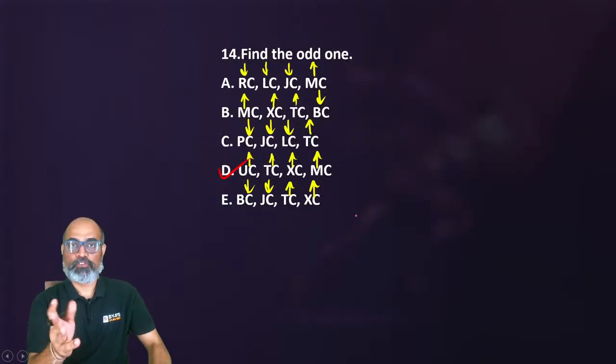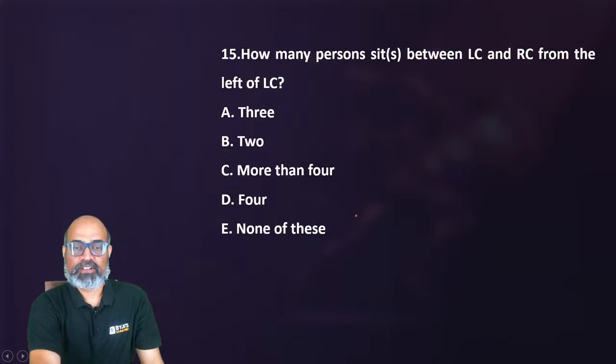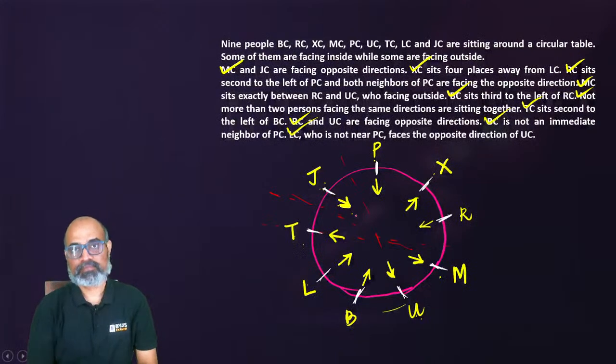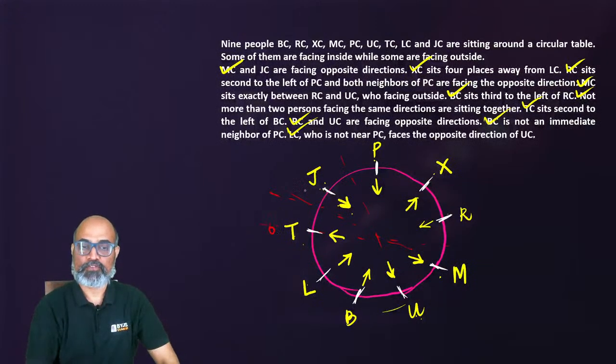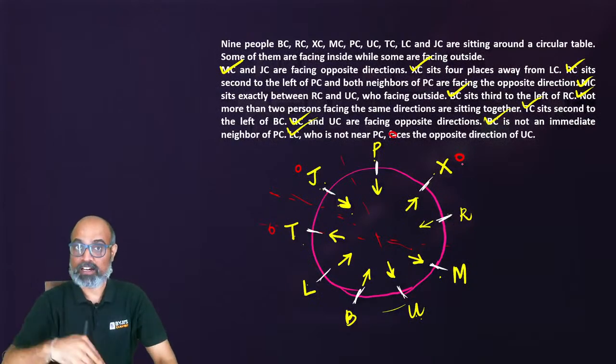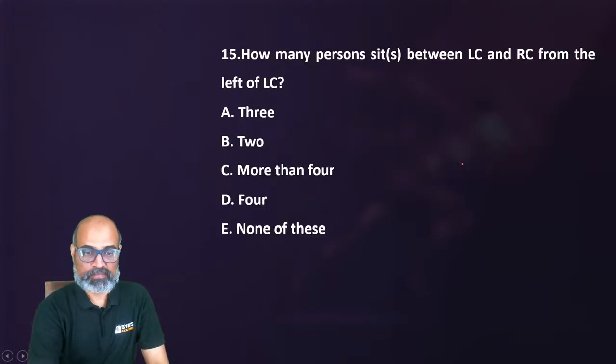So D, the four people, do not have any axis of symmetry by which we can divide it into two congruent semicircles. 15th: how many persons sit between L and R from the left of L? So we'll go to L, check left of L and go up to R. So we have 1, 2, 3 and 4. There are 4 people sitting between L and R from the left of L, because L is facing inwards. 4.